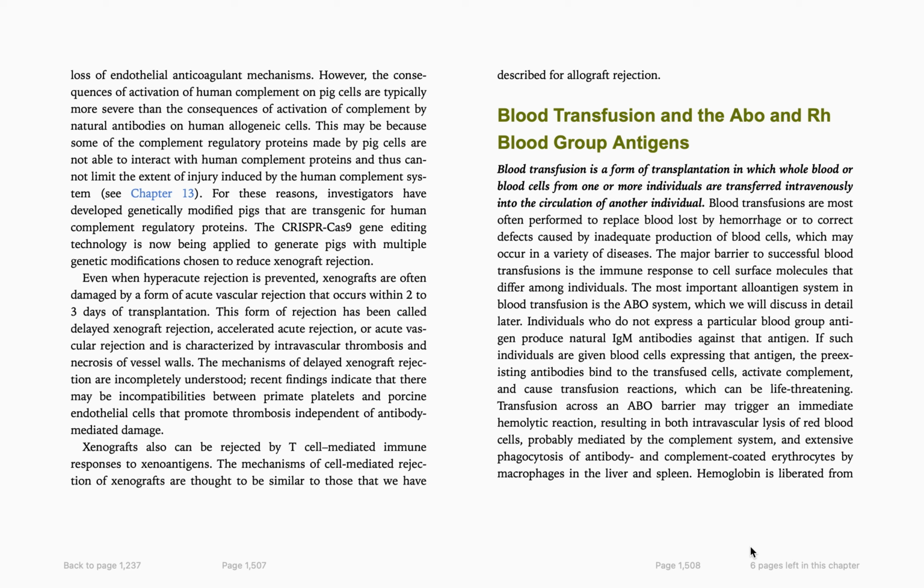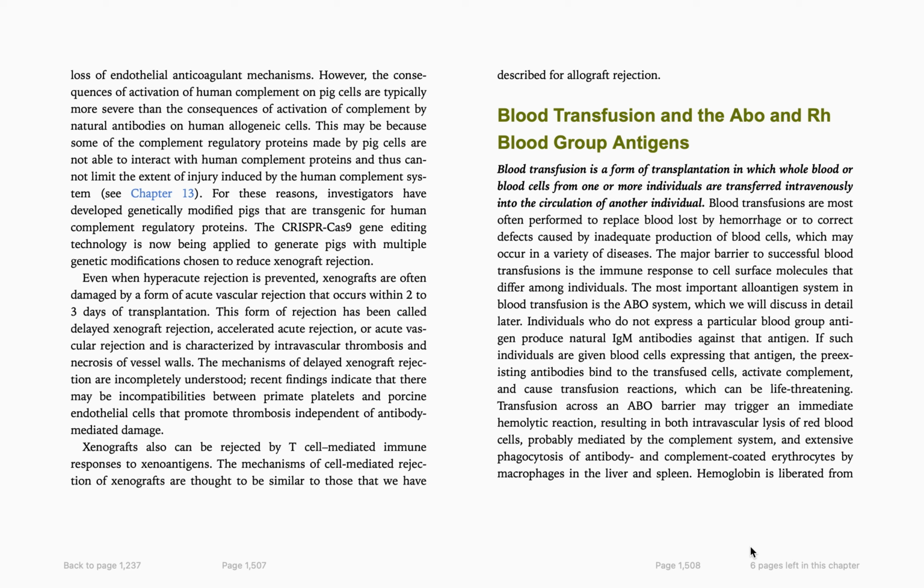Blood transfusion and the ABO and Rh blood group antigens. Blood transfusion is a form of transplantation in which whole blood or blood cells from one or more individuals are transferred intravenously into the circulation of another individual. Blood transfusions are most often performed to replace blood lost from hemorrhage or to correct defects caused by inadequate production of blood cells, which may occur in a variety of diseases.